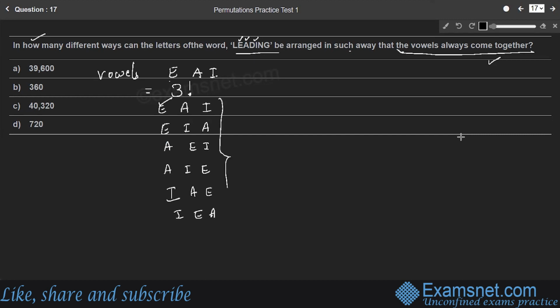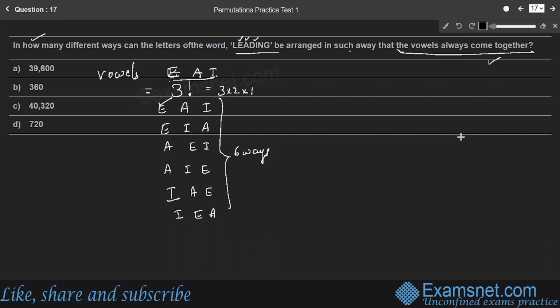These are the 6 different ways of arranging 3 vowels. Therefore, it is factorial 3. Factorial 3 is nothing but 3 into 2 into 1. Right? So, first part got over. The vowels always come together, so in how many ways? In 6 different ways.